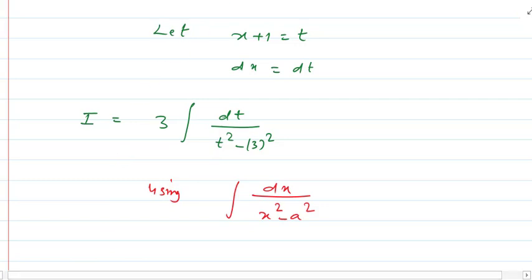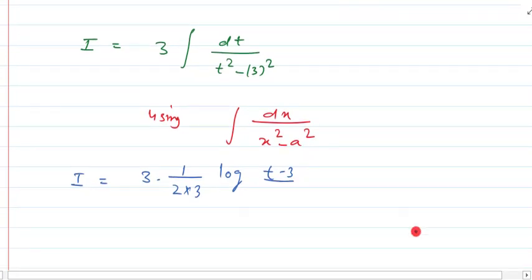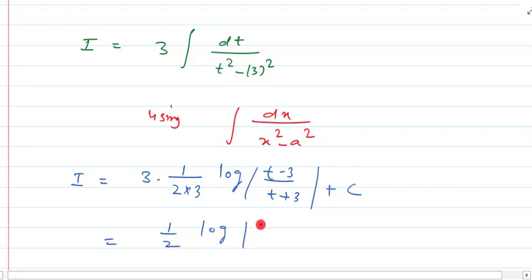I is equal to 3 into 1 upon 2a. 2a means 2 into 3. Log of modulus of x minus a means t minus 3 upon x plus a means t plus 3, plus c. Okay, now as I told you, convert this t again into the original one. So we are left with 1 upon 2 only here, and it is x plus 1 minus 3 upon x plus 1 plus 3 plus c.